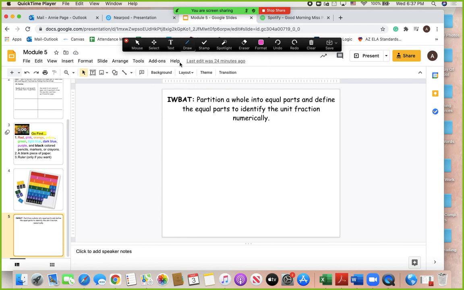Everybody, let's go ahead and get down the IWABAT. I will be able to partition a whole into equal parts and define the equal parts to identify the unit fraction. Pause this video and write down your IWABAT in your math log.